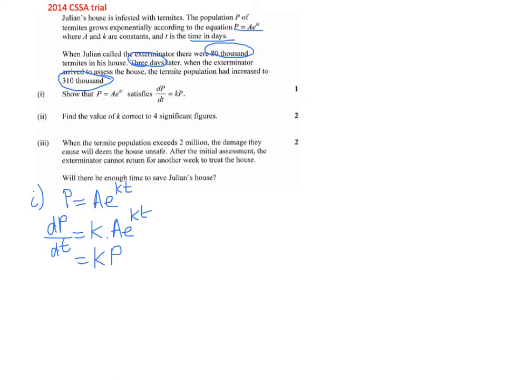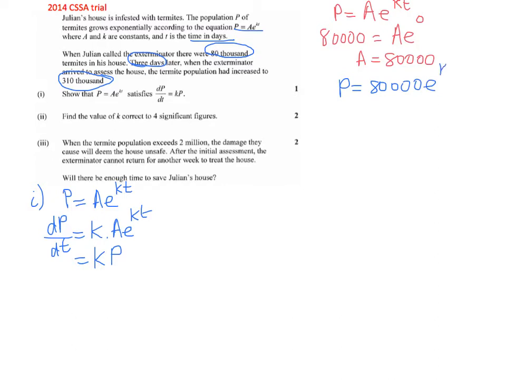So we've got P equals Ae to the kt. Now we've been given that there's 80,000 termites initially. When t equals 0, P equals 80,000. So we've got 80,000 equals Ae to the power of k times 0, which is 0. And remember, e to the power of 0 is 1, so that means A is 80,000. So we can say our equation is P equals 80,000 e to the kt.